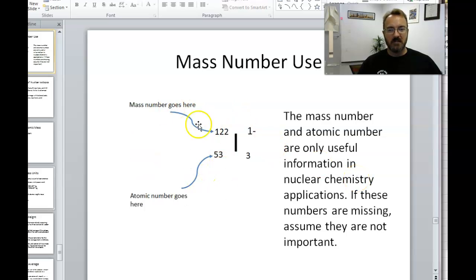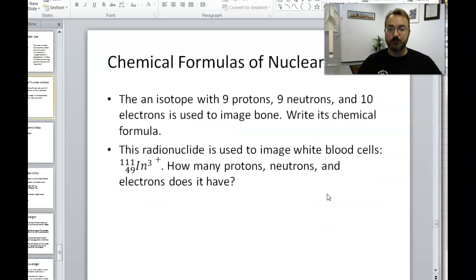Again, the mass number and atomic number, right? The atomic number is given, mass number is usually not. It's not really that useful for us in chemistry. It's useful in nuclear chemistry, but we don't normally deal with it in chemistry all that often.